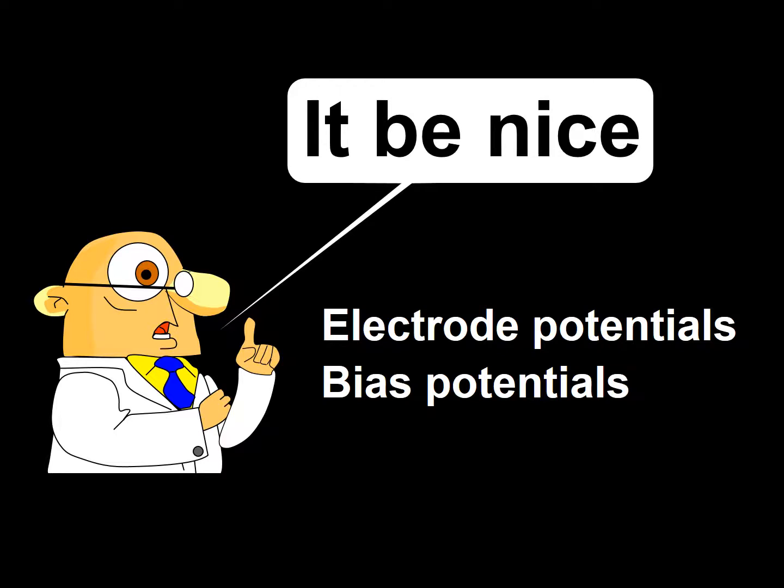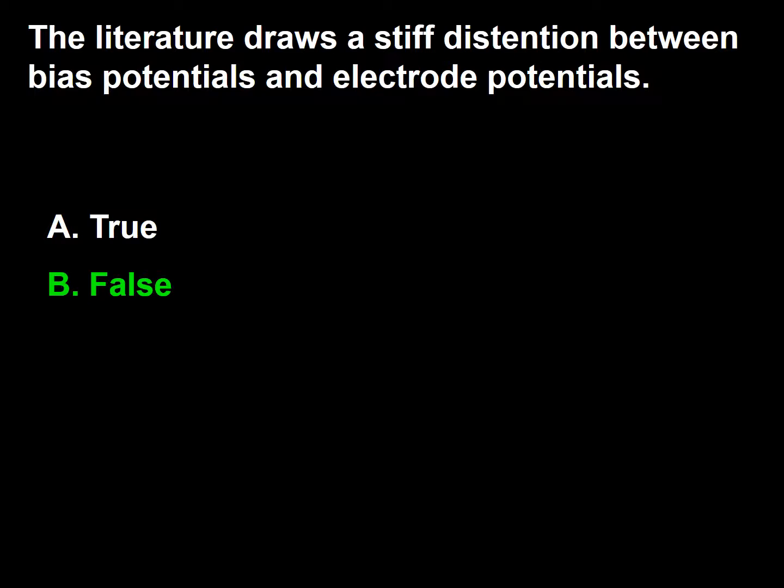So, as I said, it would be nice if the terms electrode potentials and bias potentials were consistently used in the literature, but the reality is that they are not. And very often, you have to guess, based on the tone of the sentence, which of the two is being addressed. So, the answer to this question is false. The literature does not draw a stiff distinction between bias potentials and electrode potentials.